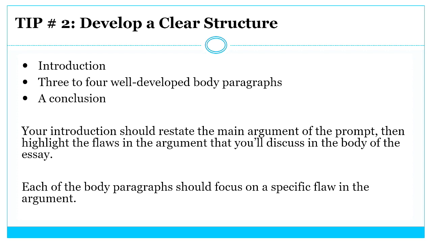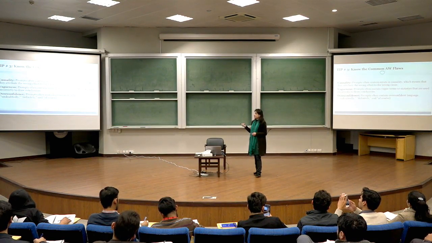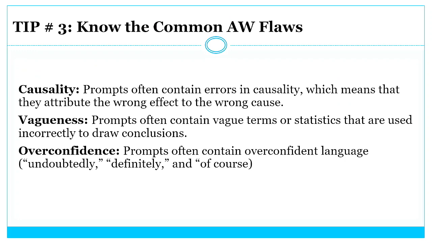Tip number 3. Causality. Know the common analytical writing flaws. Extremely important. Prompts often contain errors in causality, which means that they attribute the wrong effect to the wrong cause. Yes, sometimes this also happens कि वो जिस चीज़ को पिन पॉइंट कर रहे होते हैं कि दिस इज़ द इफेक्ट ऑफ दिस पर्टिकुलर थिंग, it might be not in the right direction. For instance, they give the reason that global warming is happening because of, let's say, terrorism. Global warming has not much to do with terrorism, so this is not a direct link, right?